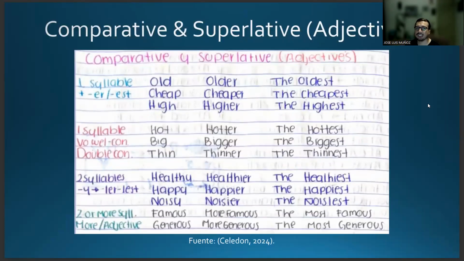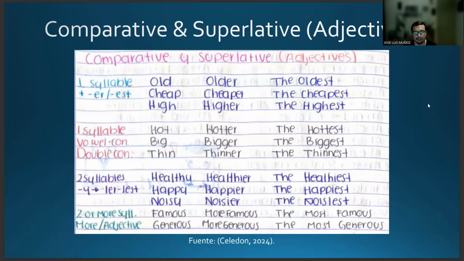Comparative and superlative adjectives. Aquí vamos a comparar y a decir cuál es el más grande de todos. We have one syllable, -er, -est. Old, older, the oldest. Cheap, cheaper, the cheapest. High, higher, the highest. Hot, hotter, the hottest. Big, bigger, the biggest. Thin, thinner, thinnest. Healthy, healthier, the healthiest. Happy, happier, the happiest. Noisy, noisier, the noisiest.